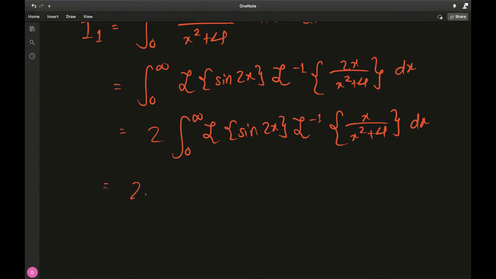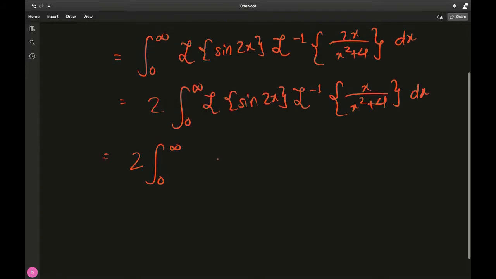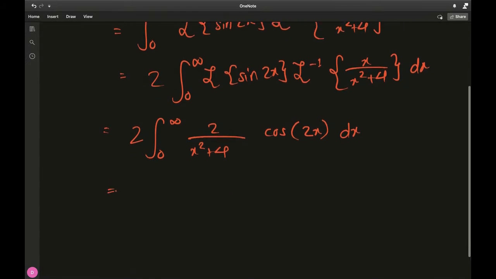And then, well, the Laplace transform of the sine of 2x is quite easy to calculate. It's 2 over x squared plus 4, and the inverse Laplace of this is again easy. It's cosine of 2x dx. So take the 4 outside: integral from 0 to infinity, cosine of 2x divided by x squared plus 4 dx.